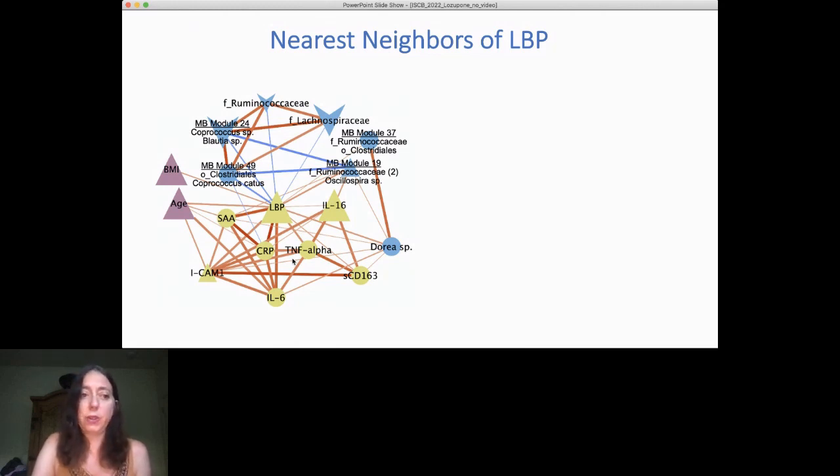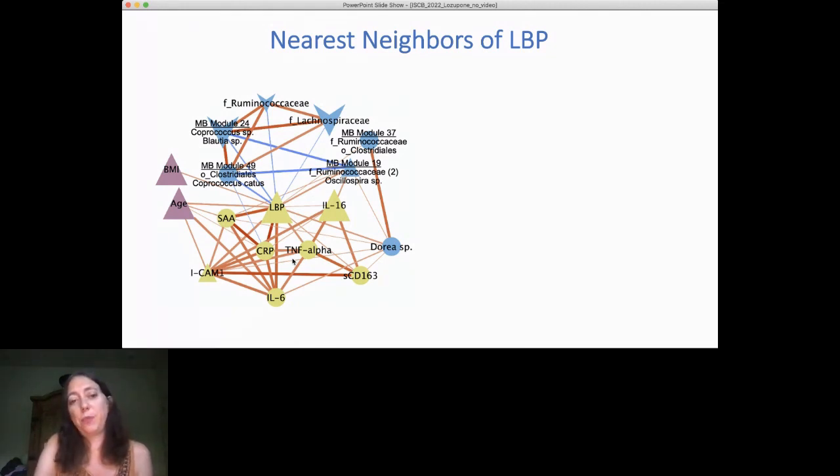It showed positive correlations with both BMI and age, and then also with a lot of other pro-inflammatory cytokines that we had measured in our study. But it also showed both positive and negative correlations with different microbes.